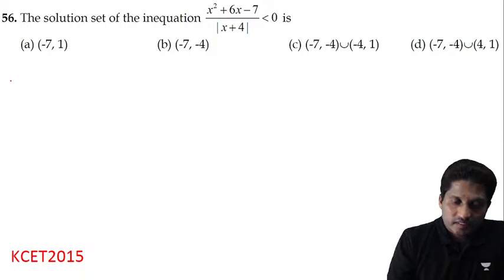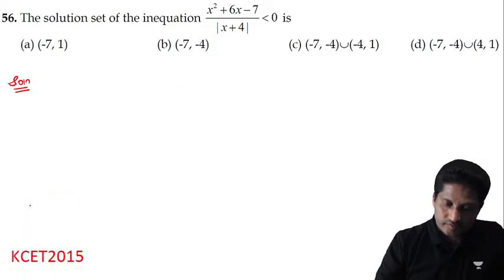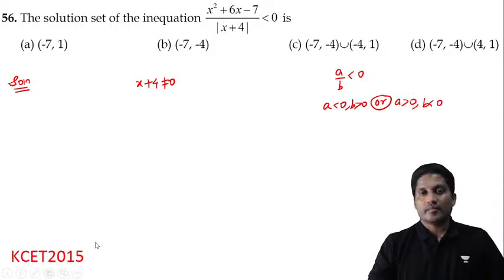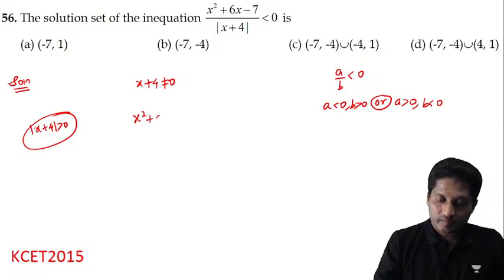The solution of this interval lies in the solution set of this equation. See, actually x plus 4 cannot be 0, right? First case is x plus 4 cannot be 0. The second, a by b is negative. When a is negative, b is positive, or a should be positive, b should be negative. Mod cannot be negative, right? So modulus of x plus 4 is always positive. It means that x square plus 6x minus 4 should be negative.